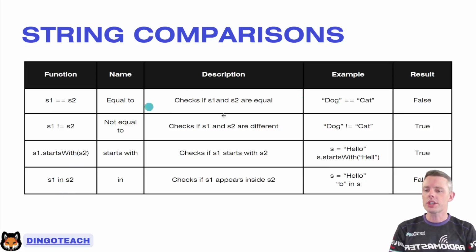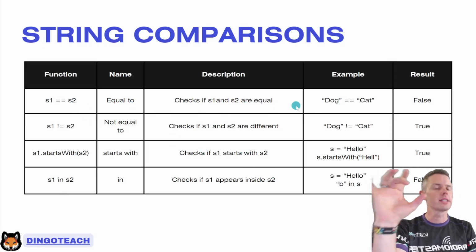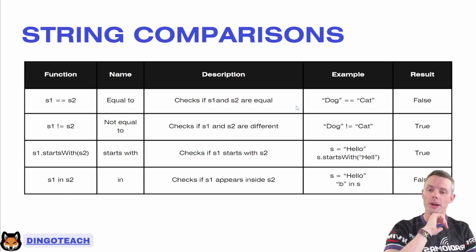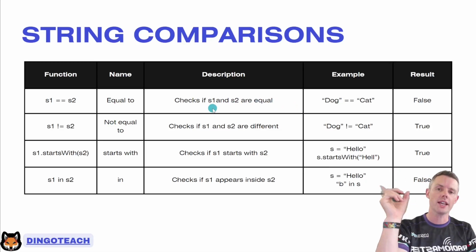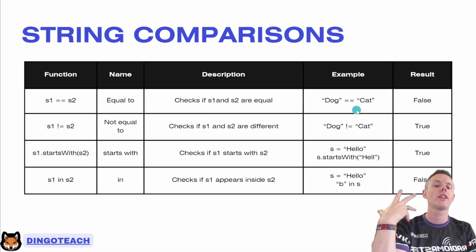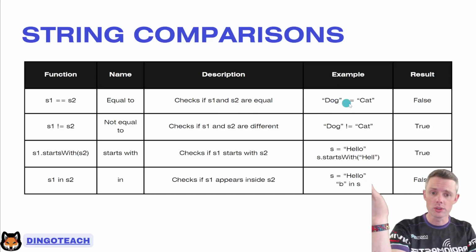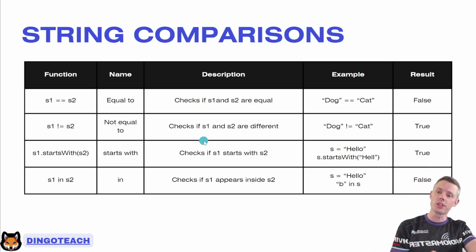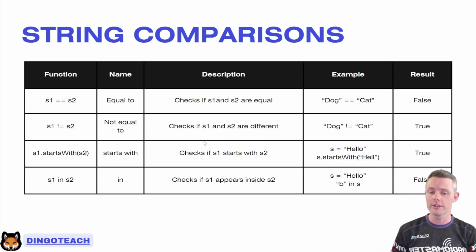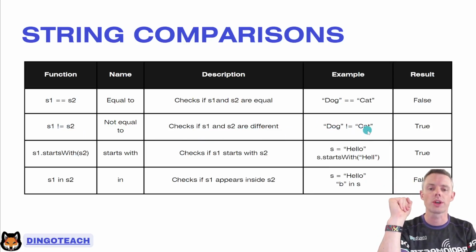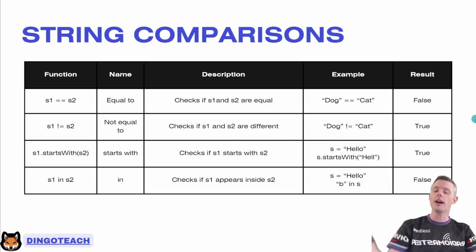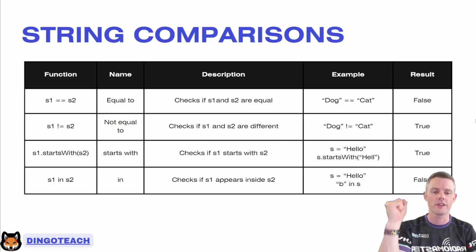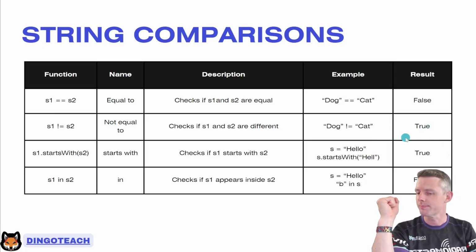So just to quickly break them down, this one is exactly how it sounds like when we did our comparison operators. It checks if S1 and S2 are equal. Are they the same? And in our example, dog equals cat would be false because they're not even close. For the not equal to, it just simply checks if they are different in any way, shape, or form. Dog doesn't equal cat is true because they are slightly different. Well, they're massively different. So the answer is yes.